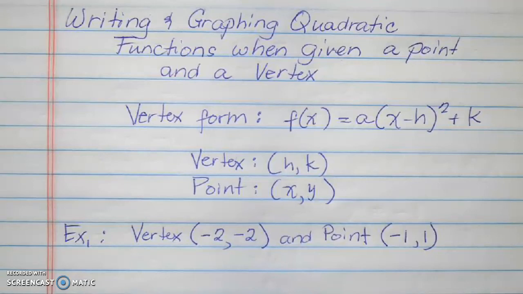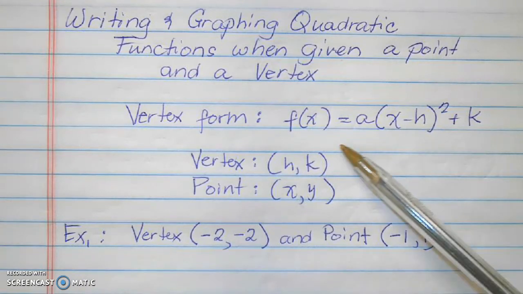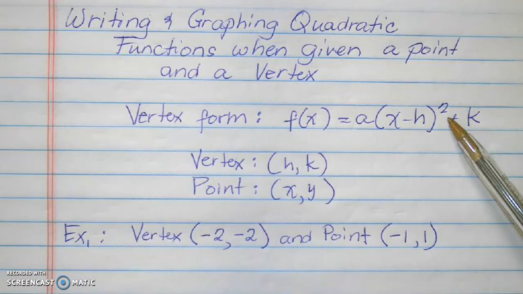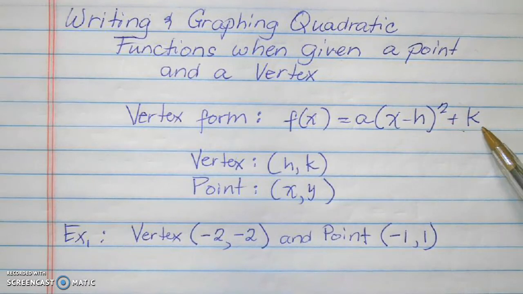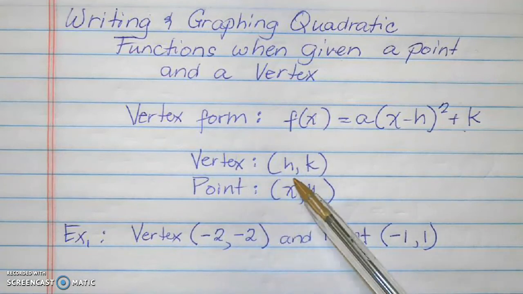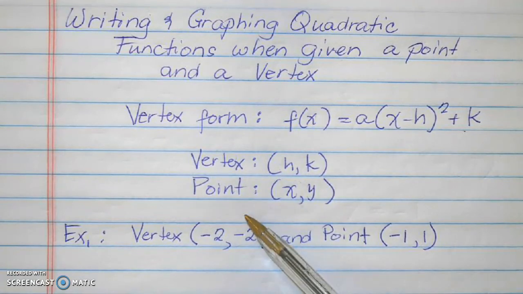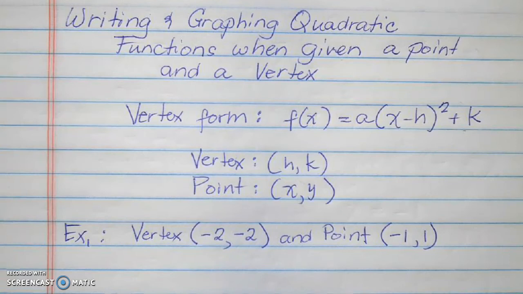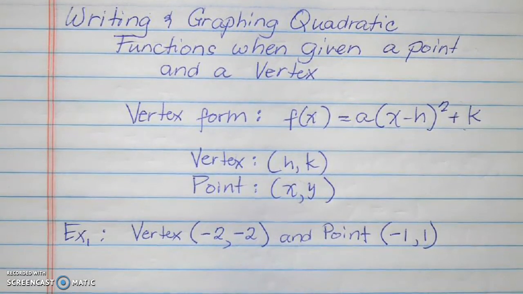So today we're going to discuss writing and graphing quadratic functions when given a point and a vertex. So how do we do that? For our review, vertex form is f of x equals a parentheses x minus h parentheses squared plus k, where your vertex is your h comma k, and your point for this particular topic will be our x and y. So let's begin. Our example number 1, we have vertex -2, -2, and point -1, 1.